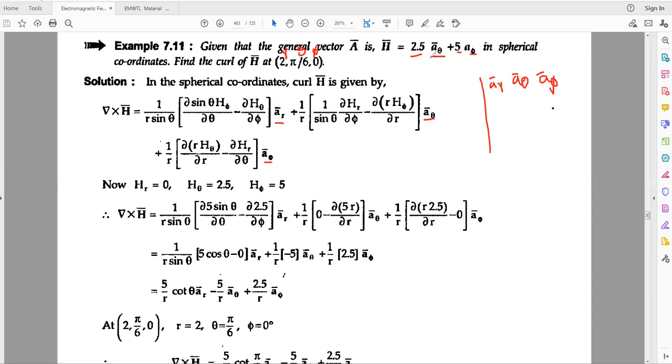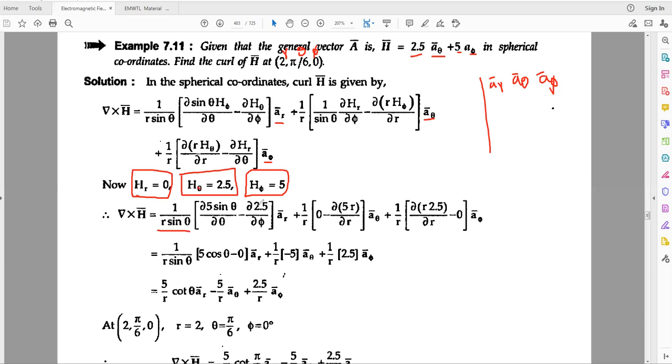In this, the given function is H bar. The HR coefficient is 0, H theta is 2.5 and H phi is equal to 5. Substitute these values at the point (2, pi by 6, 0) and find the curl of H bar. So 1 by R sine theta, dou by dou theta of H phi. What is H phi? It is 5 sine theta.